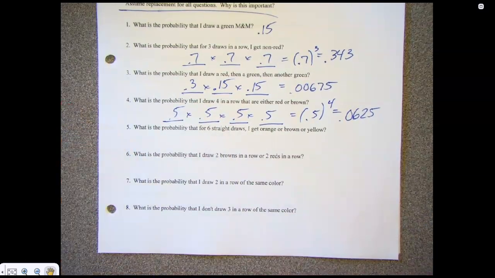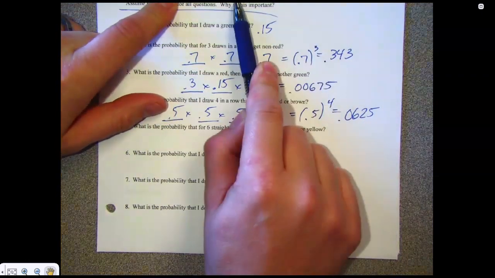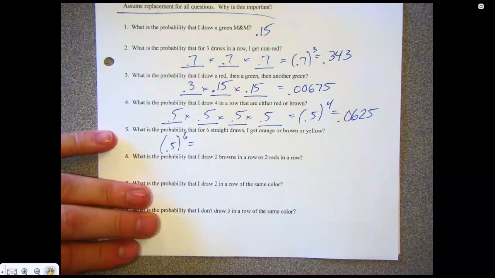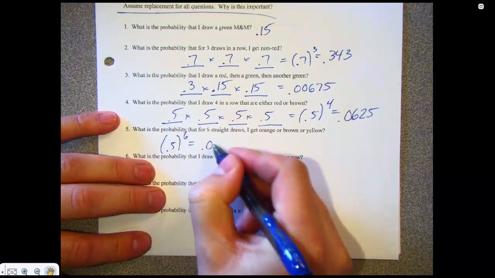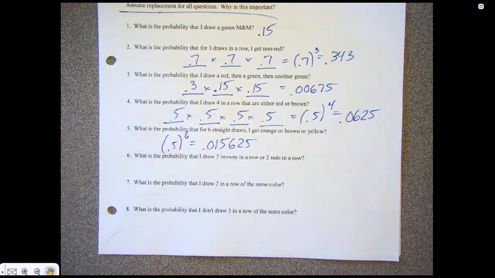6 straight draws, I get an orange, or brown, or yellow. So I'm going to go orange is 0.2, plus brown is 0.2, plus yellow is 0.1. I'm not going to draw 6 slots because I'm lazy, so I'm going 0.5 to the 6th. That's 0.015625. Something like that. That's awesome.